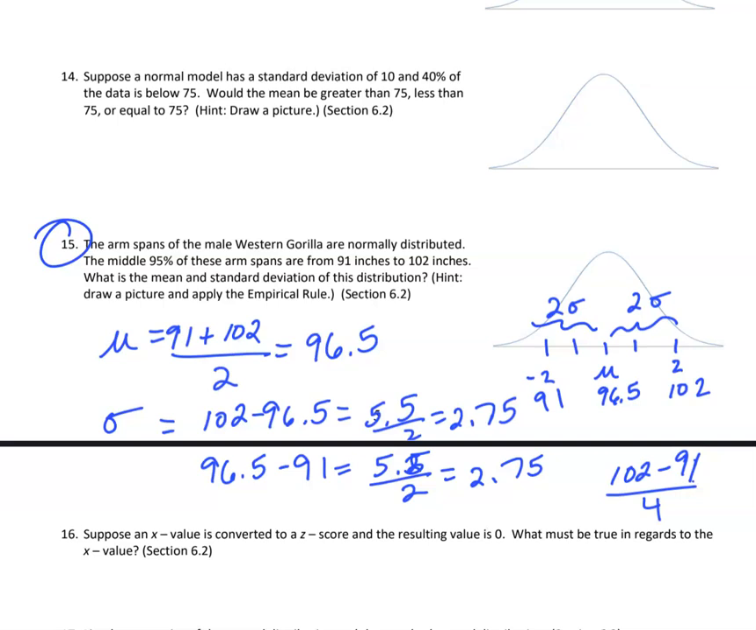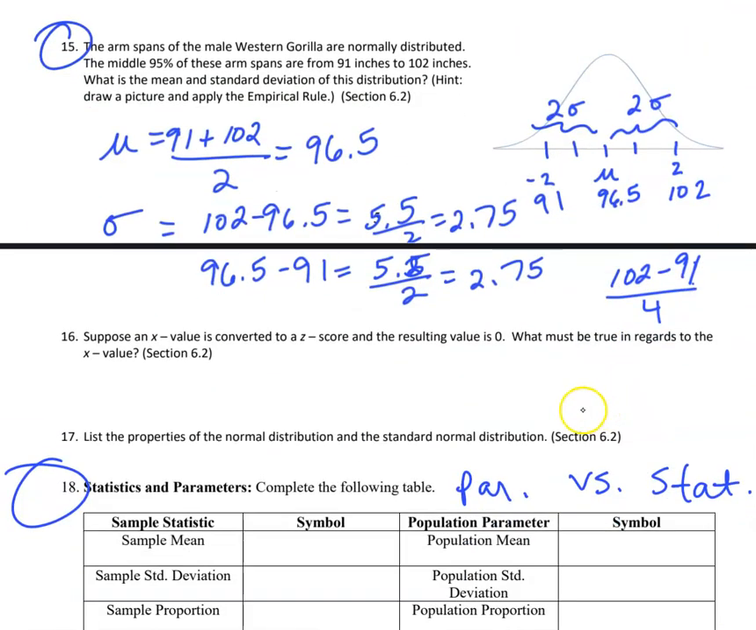However you want to do it is fine. I don't care. Just make sure that you draw a picture for this and kind of reason through it. Sigma, remember, is the distance, standard deviation, and then mu, of course, is the mean. Remember, that's going to go right in the middle.